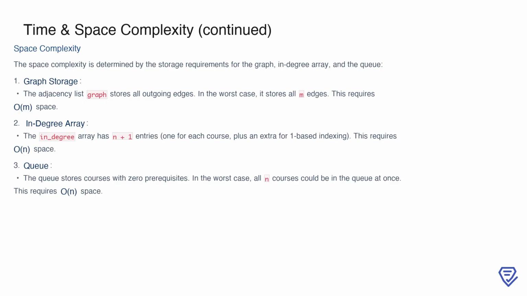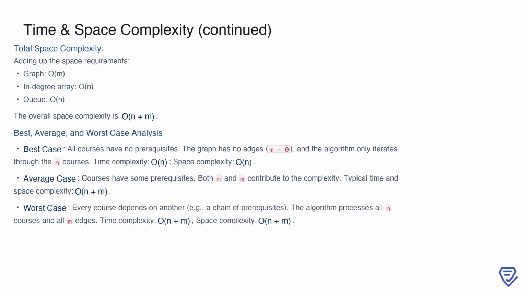These components together define the space complexity of the algorithm. Adding up the space requirements gives us the total space complexity of n plus m. The graph requires m, while the in-degree array and queue each require n. This means the space complexity grows linearly with the input size, depending on the number of courses and prerequisite relations.